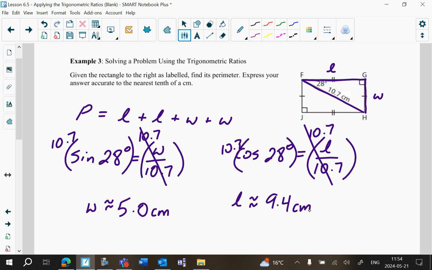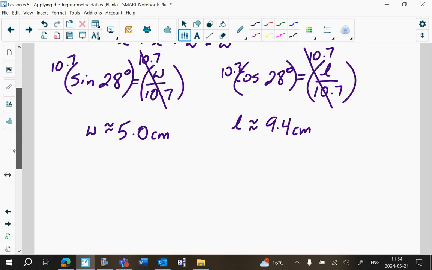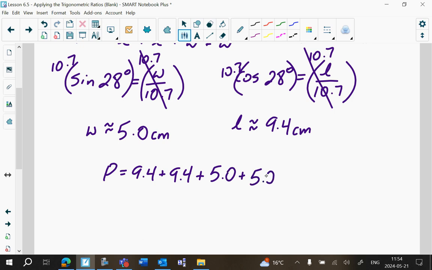Okay. So now we're ready to find the perimeter. It's just going to be 9.4 plus 9.4, or 2 times 9.4, plus 5.0 plus 5.0, or 2 times 5.0, which should give us 28.8 centimeters. Remember, it's perimeter, so it's just centimeters. Okay, good.